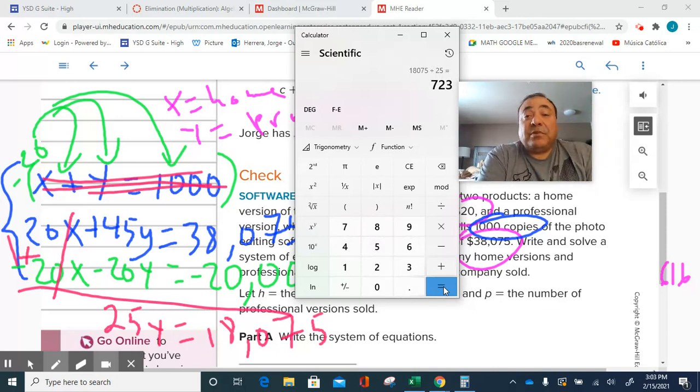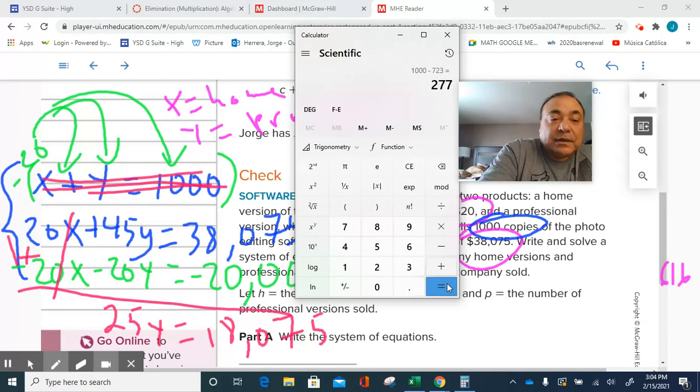So the professional ones, I mean, they cost $45. They sold more, 723. So then, of course, you're going to subtract from 1,000, and you will get, oops, 1,000. Oh, shoot. Okay, so I did something wrong here. Sorry. We have 723, and so I'm going to go 1,000 minus 723 because they sold a lot of professional versions, guys. And I'm going to get from my x value 277.